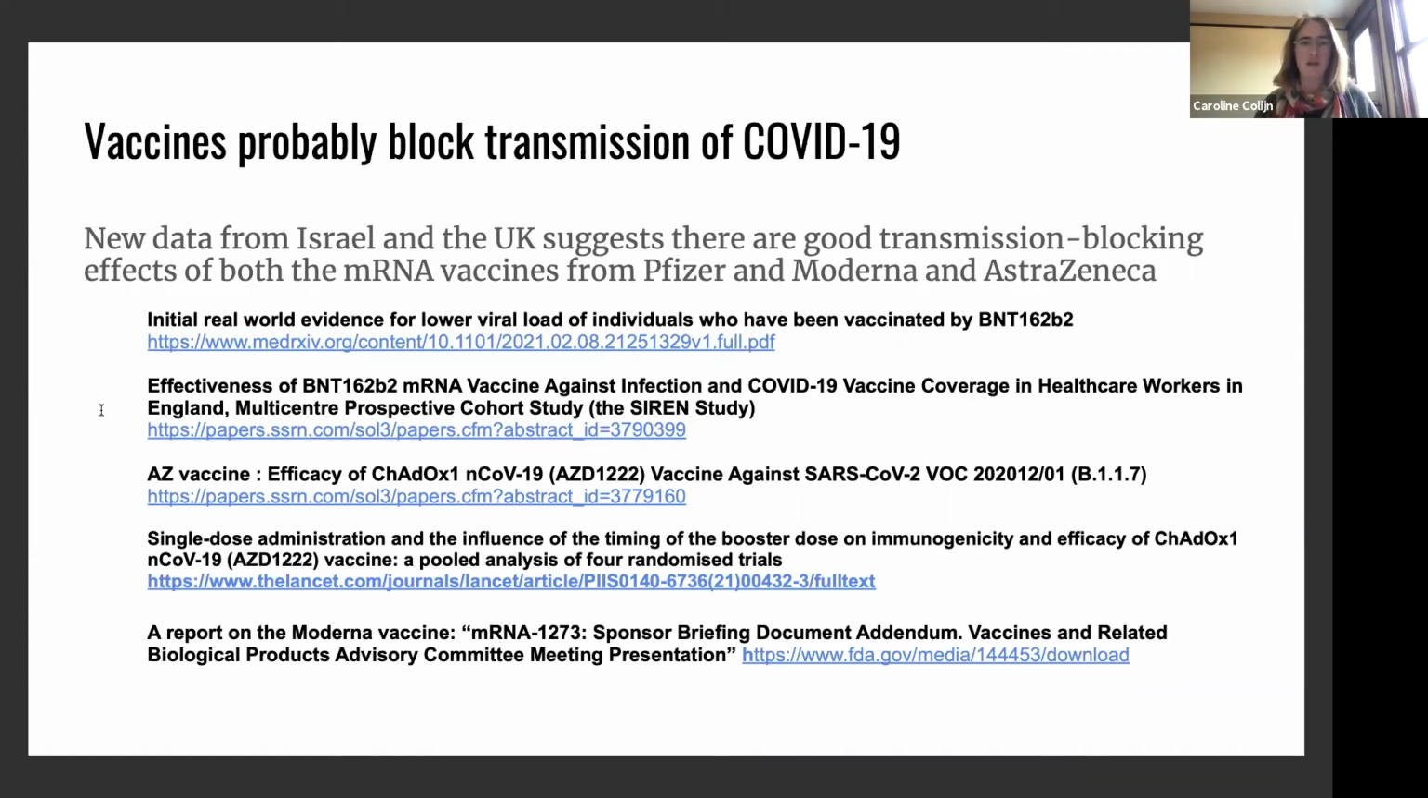So that's great news, because the driver behind our sort of age-based, risk-based rollouts has been, we don't know if vaccines block transmission. And if they don't, then we should just use them to block bad effects like hospitalization and death in the people who are most at risk. If they do block transmission, that opens up the option to try to prevent exposure in the first place.